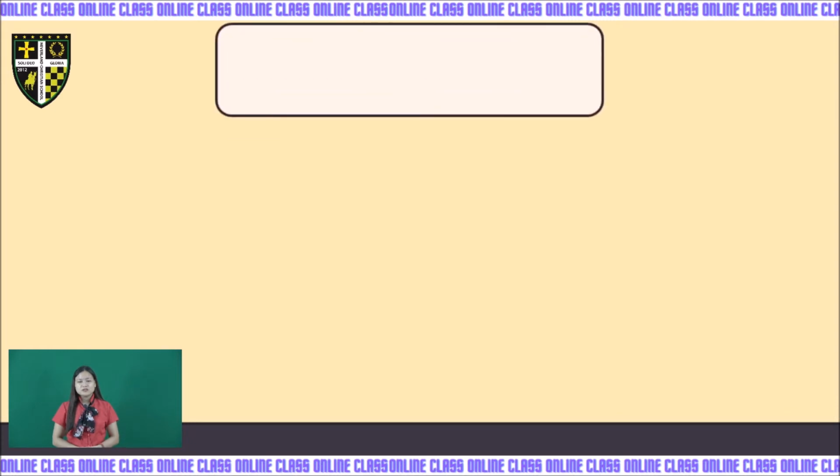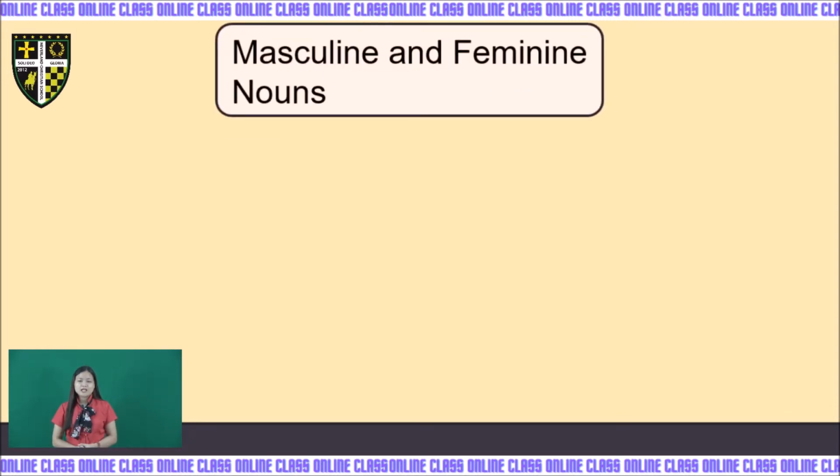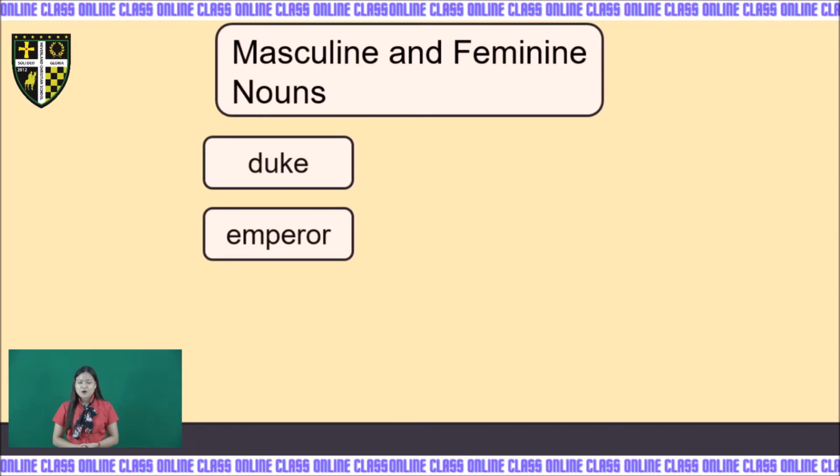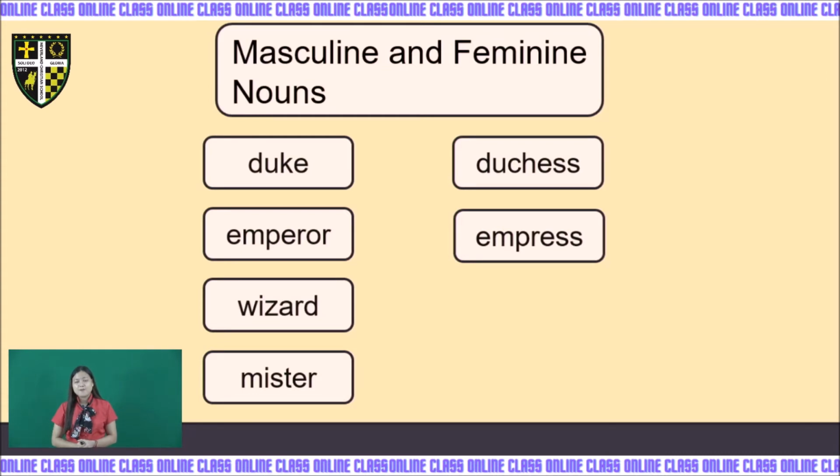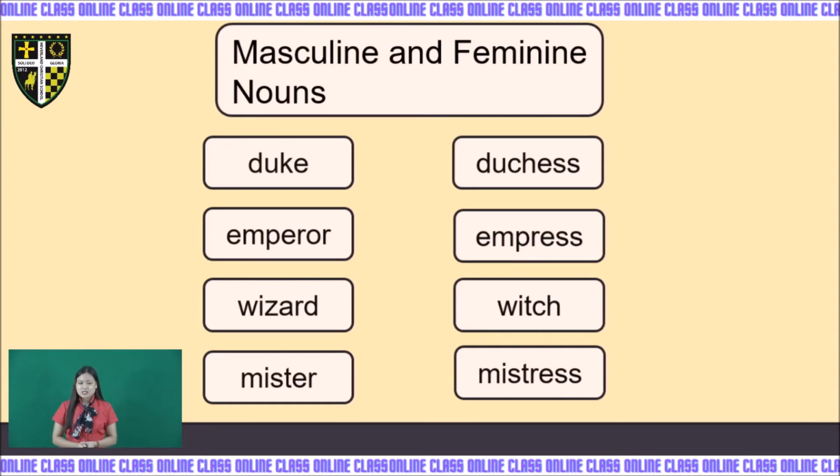So let's check the masculine and feminine nouns. We have the duke, emperor, wizard, and Mr. Those will fall under the masculine nouns. Duchess is the feminine form of duke. Emperor, we have the empress. Wizard, witch. Mr. and mistress. Duchess, empress, witch, and mistress fall under the feminine nouns. Duke and duchess. Emperor and empress. Wizard and witch. Mr. and mistress.